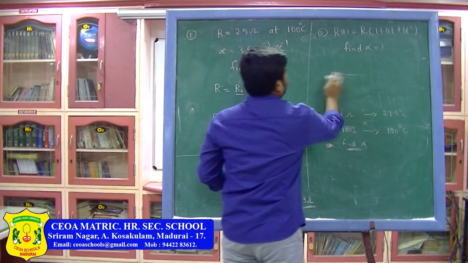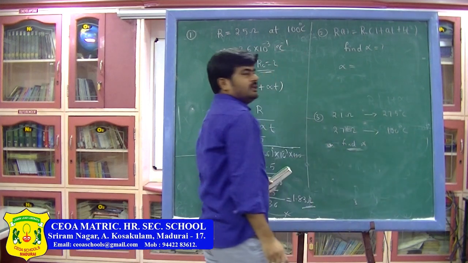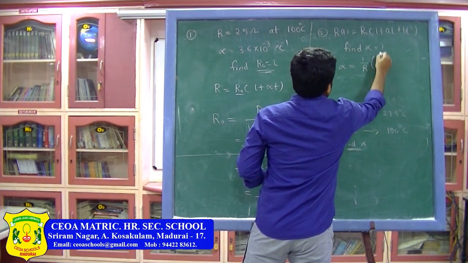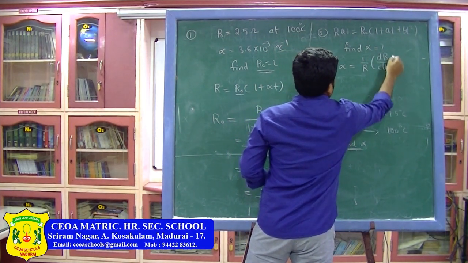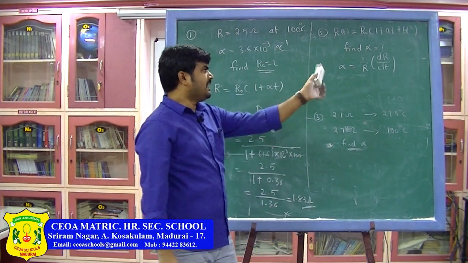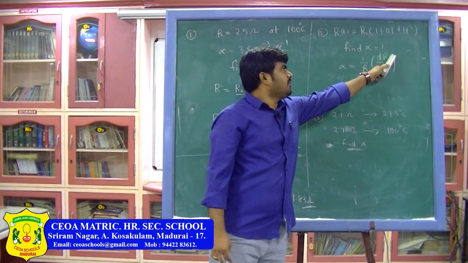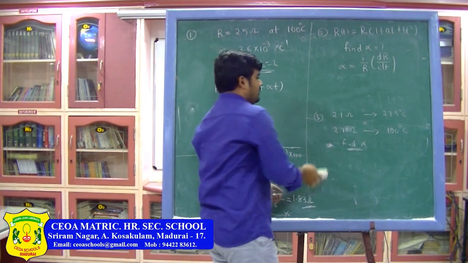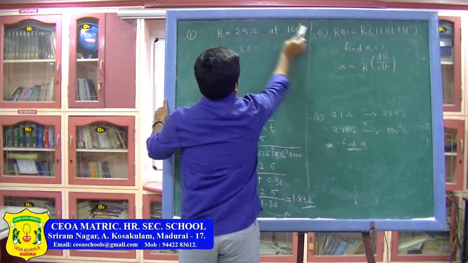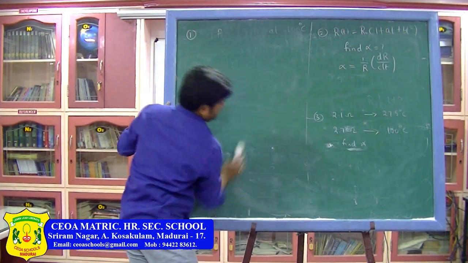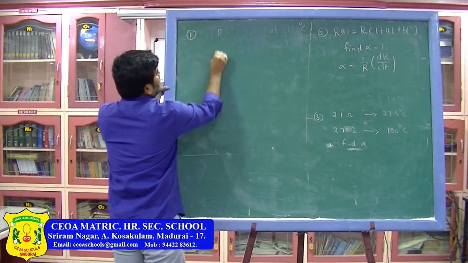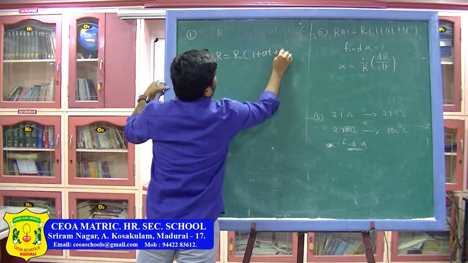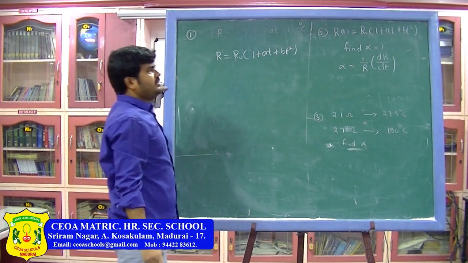So I told you alpha expression when resistance is given as the function of temperature, that is alpha is equals to 1 by R into differentiation of R with respect to temperature. So dR by dT. Remember here dR by dT is nothing but change in resistance with respect to temperature, because here it is given as a function of temperature. Now, R is equals to R naught into 1 plus AT plus BT square. This is the given resistance.